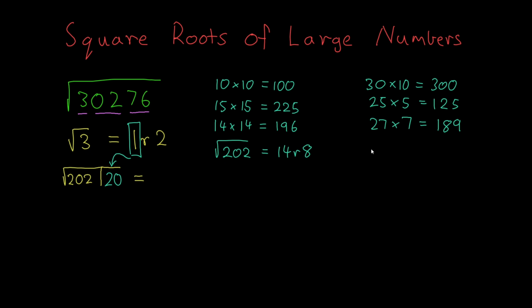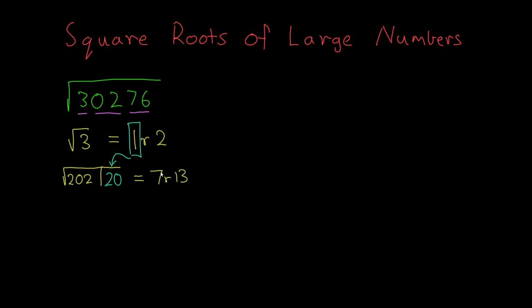And what we want to do is write the square root of 202 with respect to 20 equals this number, so 7, with the remainder of, and to work out this remainder, we just do 202 minus 189, and that turns out to be 13. So this expression is 7 remainder 13. So before proceeding to the next part, we'll just clean up the whiteboard.